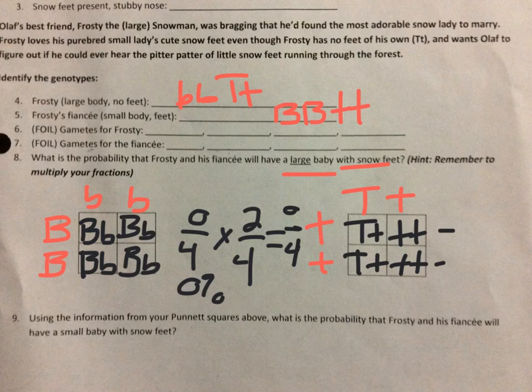Okay? On the next question, probability they will have a small baby with snow feet. Okay? I'm looking at the same Punnett squares. Alright? And hopefully this has helped you solve a dihybrid cross problem.